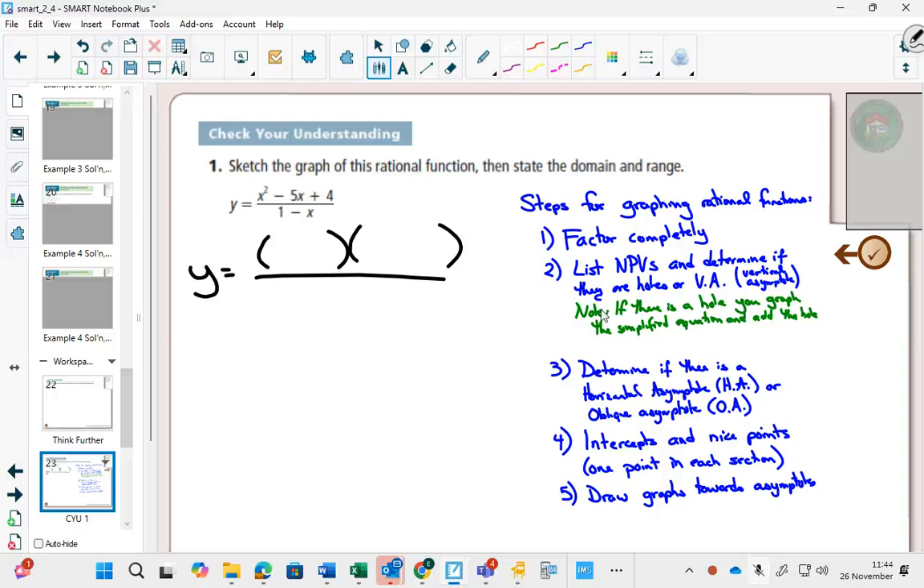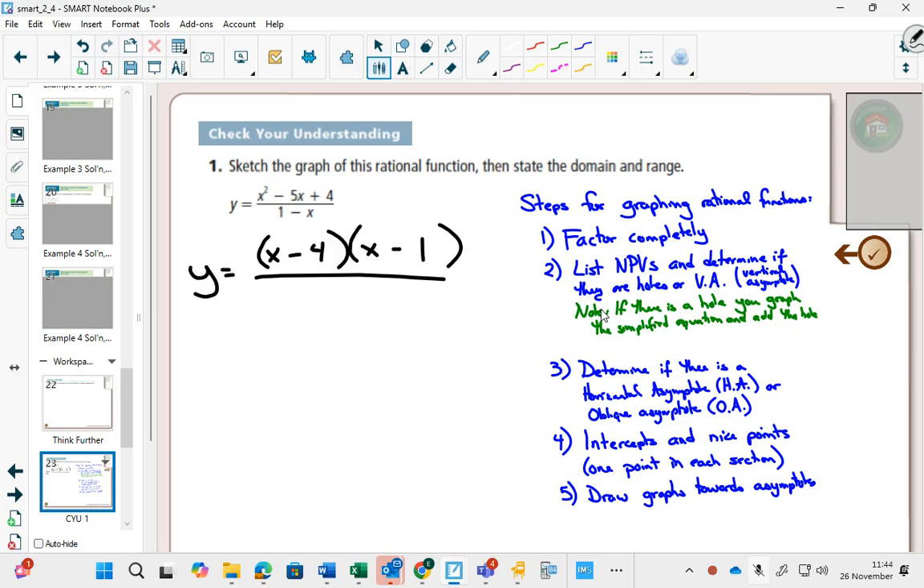So factoring the top, I'm going to get an x and an x, and it's going to be minus 4 and minus 1. And I was about to rewrite the bottom, because that's what we normally do if you can't factor, although I noticed something. I noticed that if I write 1 minus x, nothing would cancel because nothing's identical.